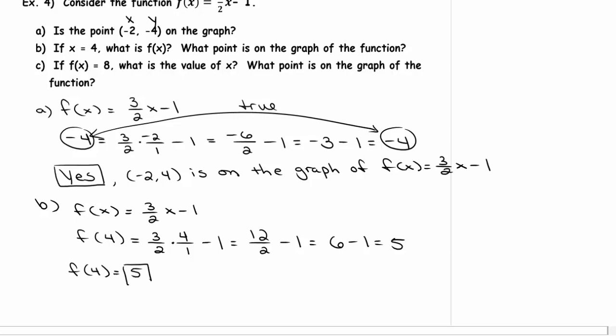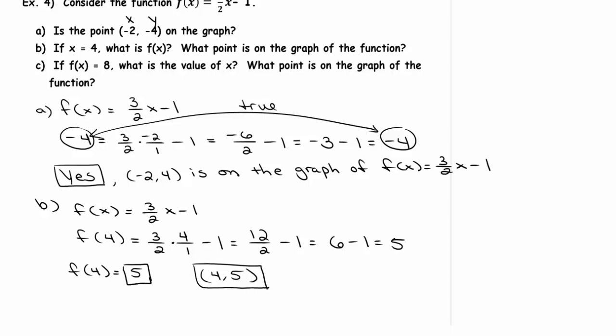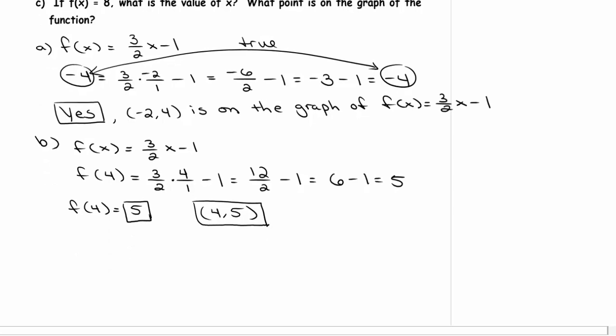Now there's a part 2 to this question, so we can't forget this part right here. What is the point on the graph? The point on that graph is going to be 4 comma 5. This was a two-part question. We've got to be careful. That was kind of tricky. If you would have missed that second part, you would have lost points on the test. So don't do that. If f of x is equal to 8, what is the value of x? I don't know. Let's find out.